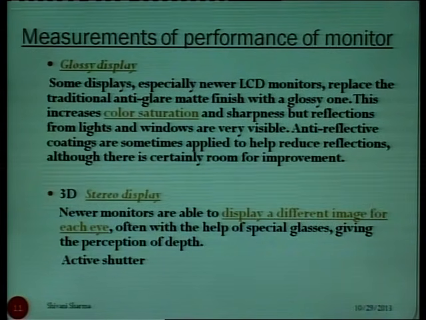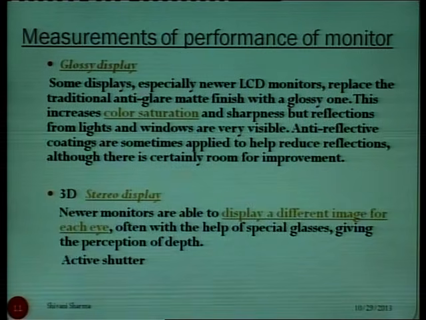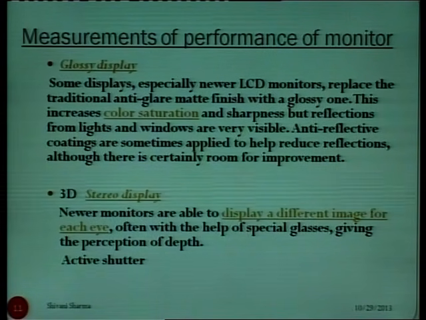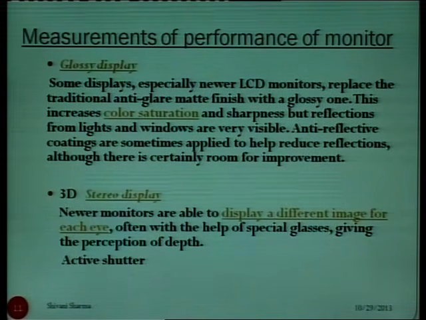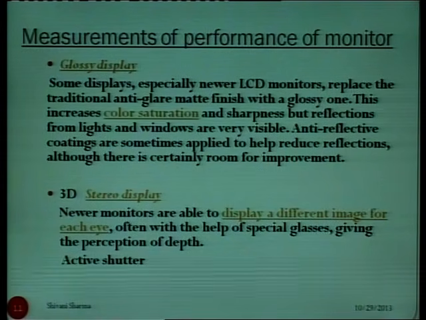Now, 3D, that is stereo displays. Newer monitors are also able to display a different image for each eye, often with the help of special glasses, which gives a different perception of depth. Nowadays we also have monitors which are giving 3D displays.